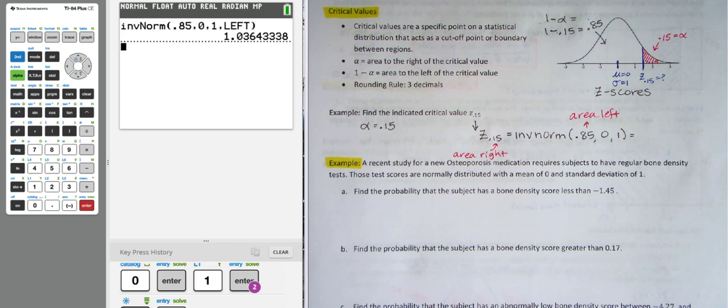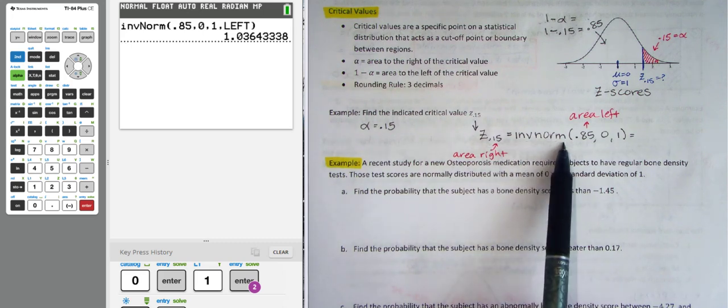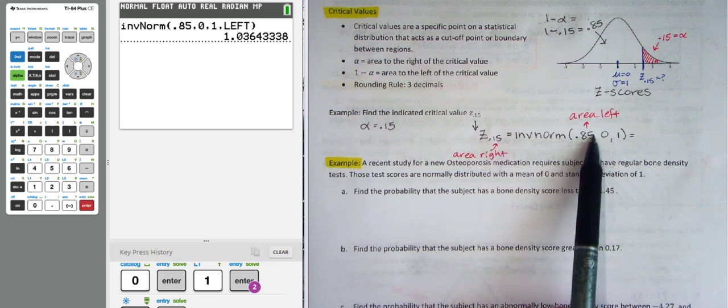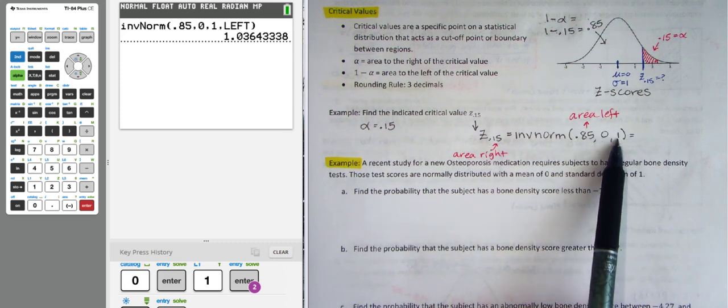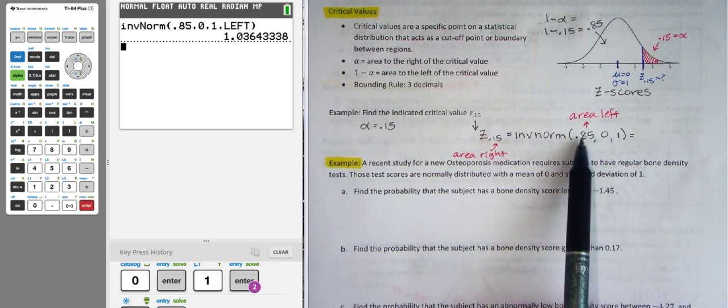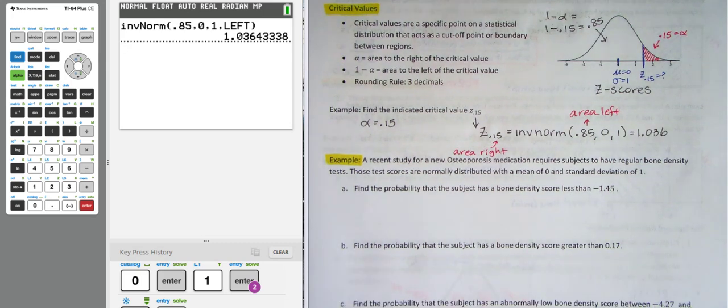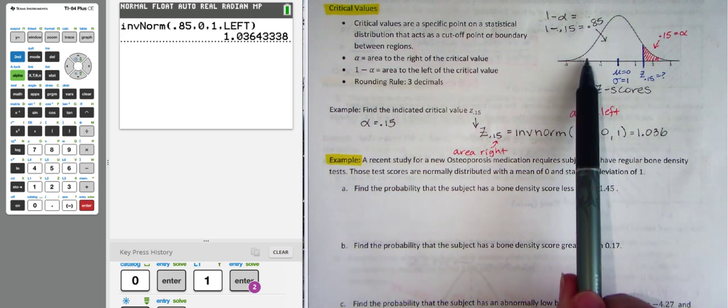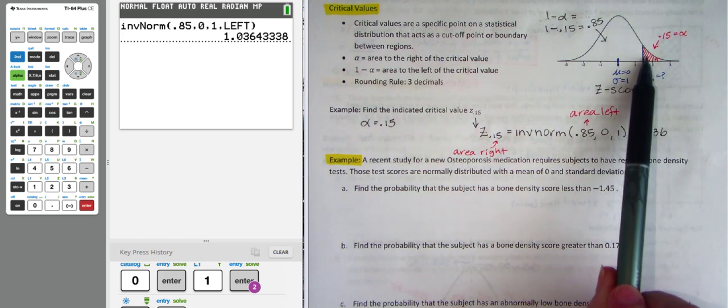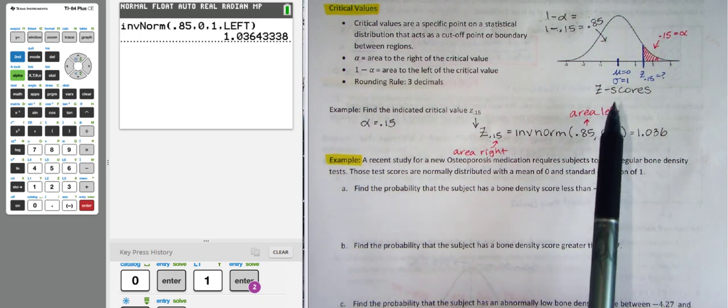When you write this down on your paper to show me for my class, you're going to write only INV norm. We're going to assume you're always going to write area to the left, the mean and standard deviation, and then you're going to end your parentheses. You will only be including these 3 values in your work submission. Since we are working specifically with a critical value, and our rounding rule is 3 decimals, rounding this we get 1.036.